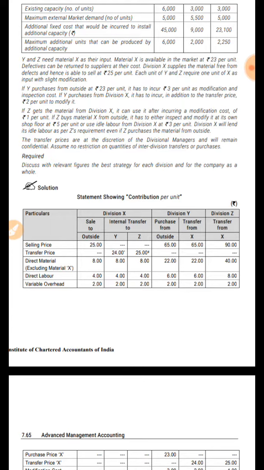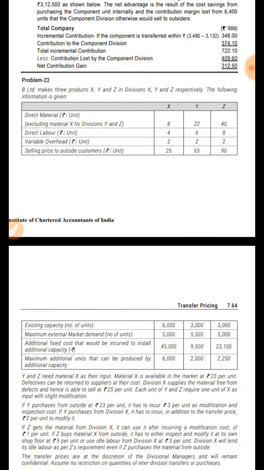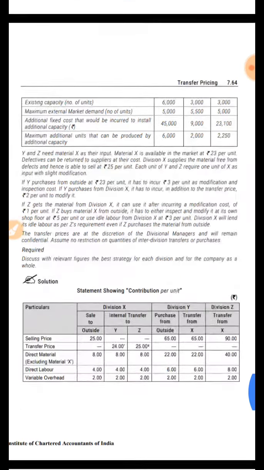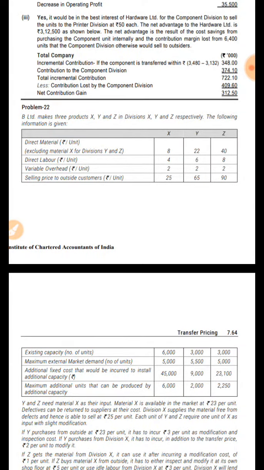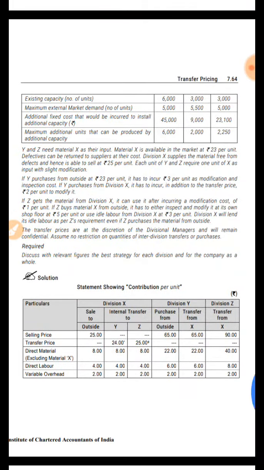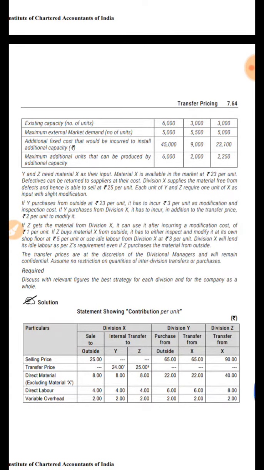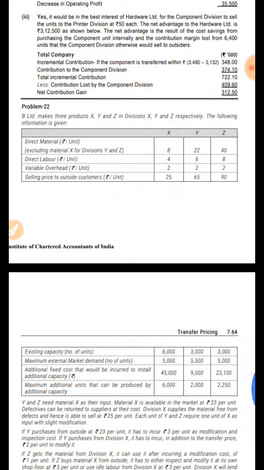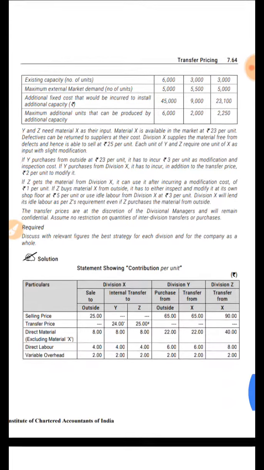Okay, then direct material for transfer pricing: 8, 8, 8, 22, 22 and 40. Then direct labor: 4, 6, 8, 4, 4, 6, 6 and 8. Then variable overhead: 2, 2, 2 for all. That's all. We are finding this on the contribution angle, so all the variable costs are taken.